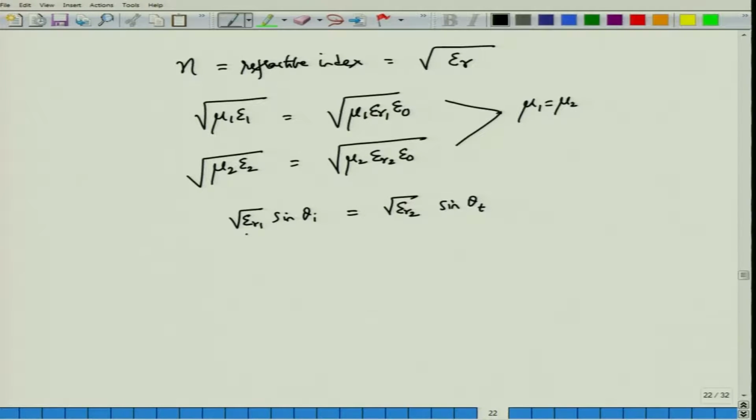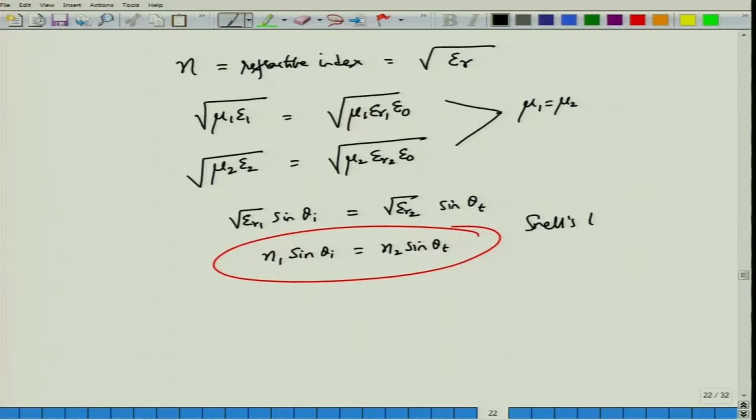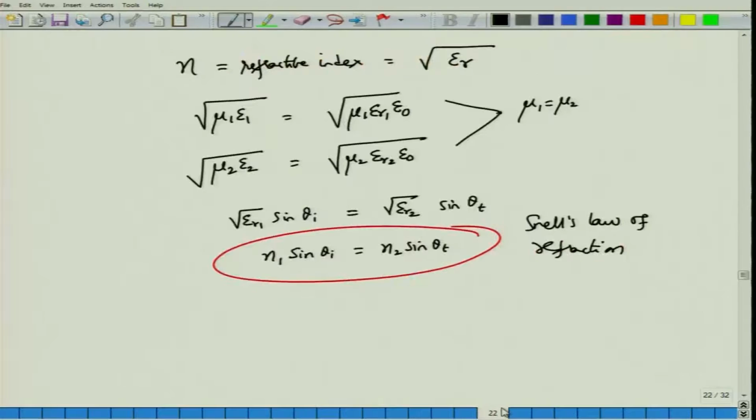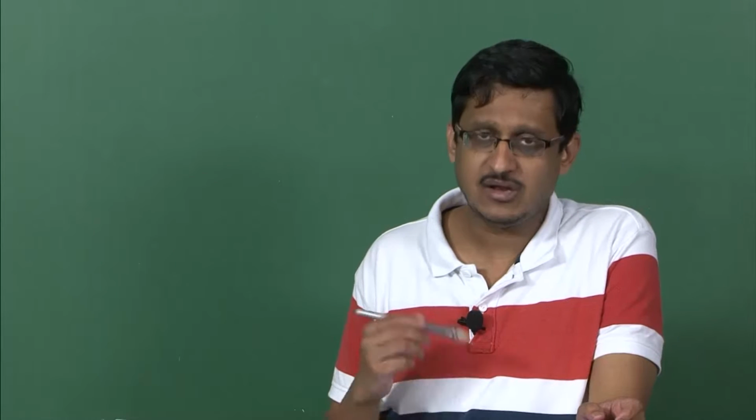Identifying square root of epsilon r 1 as the refractive index of the first medium n 1, you have n 1 sin theta I equal to n 2 sin theta t, and this relationship is what is called Snell's law of refraction, refraction being another word for transmission. Isn't it beautiful that we obtained Snell's law of reflection, wherein the angle of reflection is equal to the angle of incidence, and furthermore the incident wave and the reflected wave lie in the same plane, while we also obtained the second law, Snell's law of refraction? It tells you that n1 sin theta I must be equal to n2 sin theta t. The ratio of sine of angle of incidence to sine of angle of refraction is a ratio of n2 to n1, and therefore must be constant as long as n2 and n1 are constants themselves.